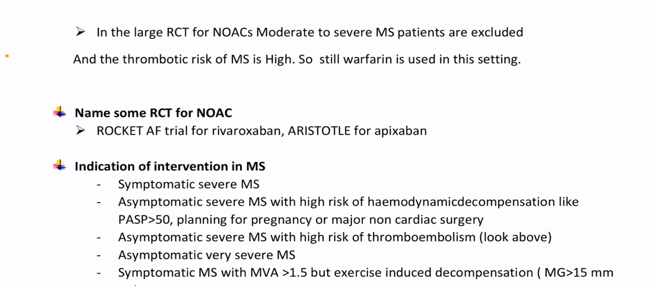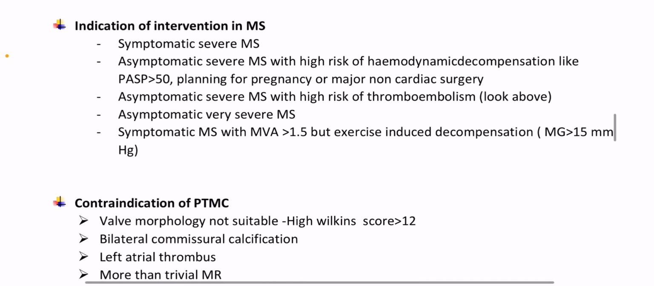Indication of intervention in mitral stenosis: symptomatic severe MS; asymptomatic severe MS with high risk of hemodynamic decompensation, like pulmonary artery systolic pressure more than 50, planning for pregnancy or major non-cardiac surgery; asymptomatic severe MS with high risk of thromboembolism, as above; asymptomatic very severe MS; symptomatic MS with mitral valve area more than 1.5 but exercise induced decompensation, mean gradient more than 15 millimeter mercury.